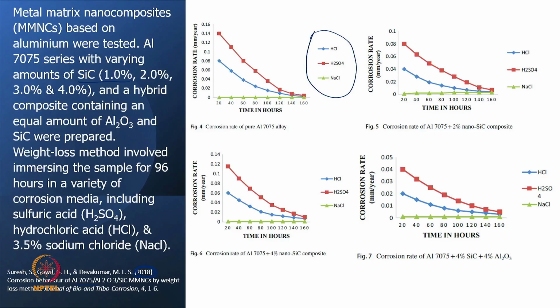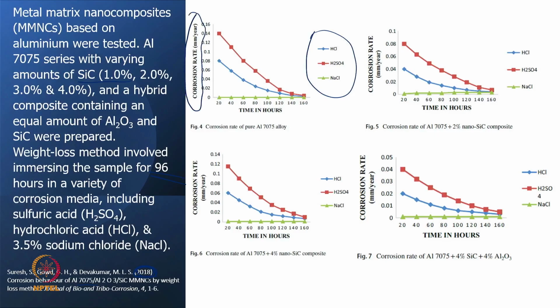And of course they made the samples and exposed them for 96 hours. They dipped those samples in solution for 96 hours, and after that they started measuring the weight loss. What is the weight loss, and then based on that they tried to figure out what will be the corrosion rate, and the corrosion rate in mm per year has been given in this form.